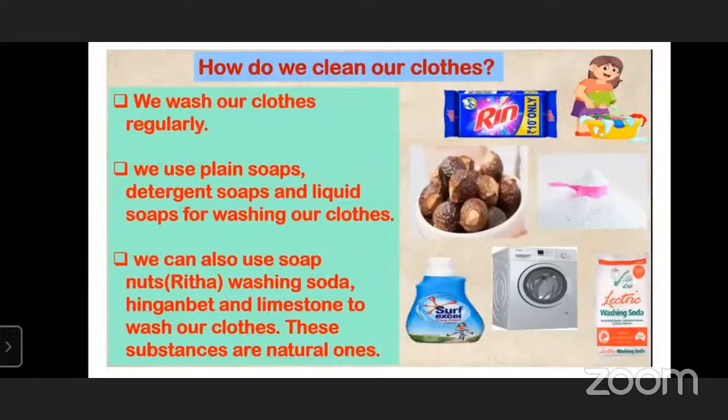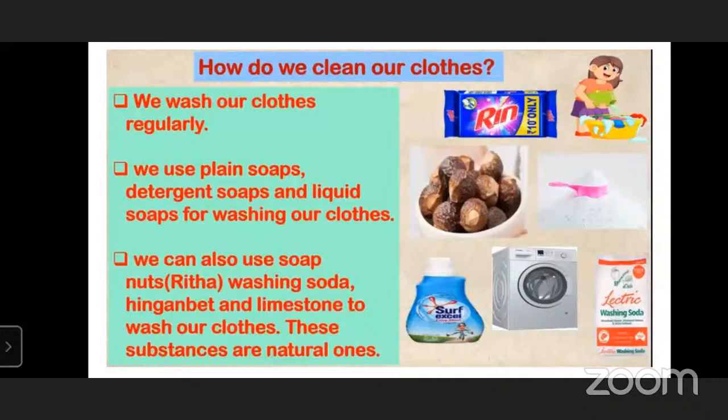We use plain soaps. What do we use? Plain soaps, detergent soaps, and liquid soaps for washing our clothes. Okay, we use soaps. We can also use soap nuts. In Hindi we call that Reetha. Washing soda, Hingan Bet, and limestone can also be used to wash our clothes. These substances are natural ones.